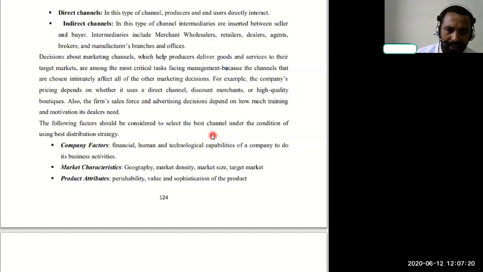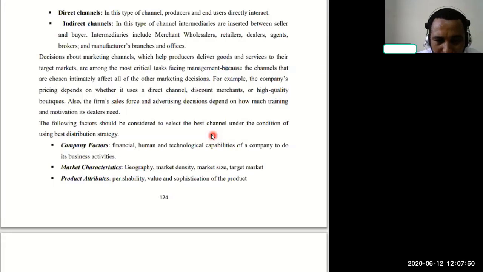And the other is market characteristics. If the market is geographically dispersed or scattered, it's difficult to distribute by themselves. So in this case, they need an agent, a wholesaler, a retailer. So the market characteristic will determine the appropriate channel.